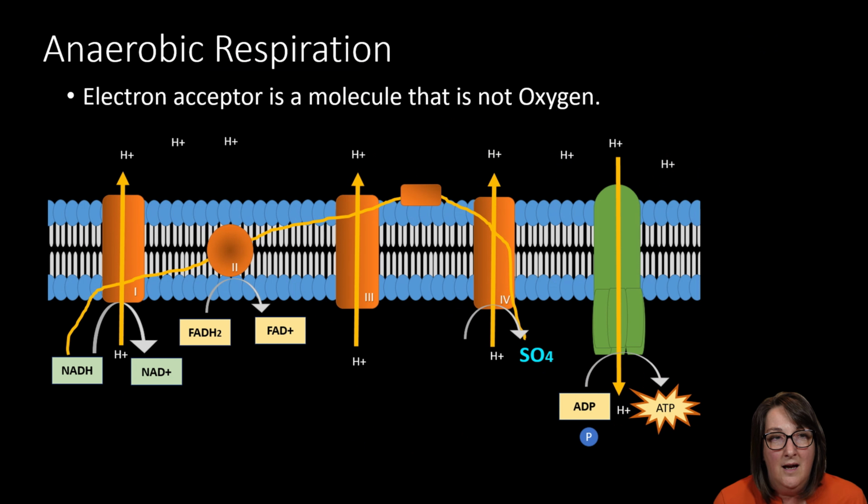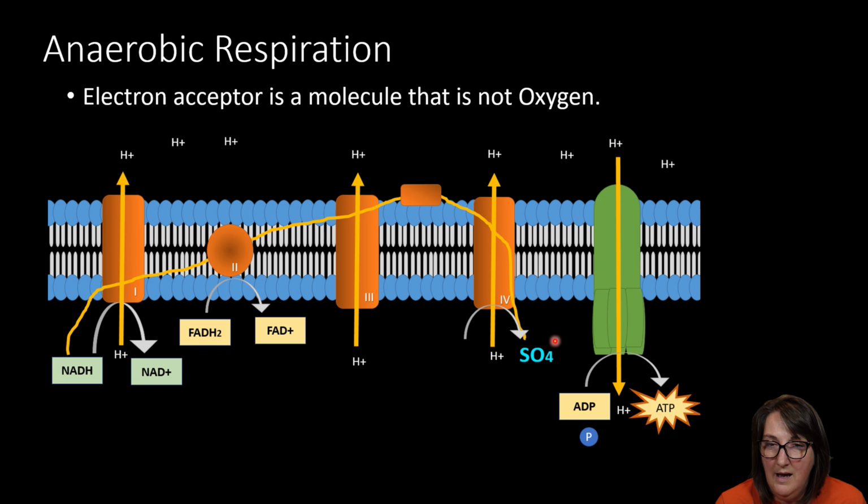So now we have to talk about anaerobic respiration. So what we were talking about with this was aerobic. Aerobic means oxygen. And what was my electron acceptor for aerobic respiration? It was oxygen. So that got that to work. When we talk about anaerobic, that means no oxygen is there. So it's an electron acceptor that is not oxygen. It can be something else.